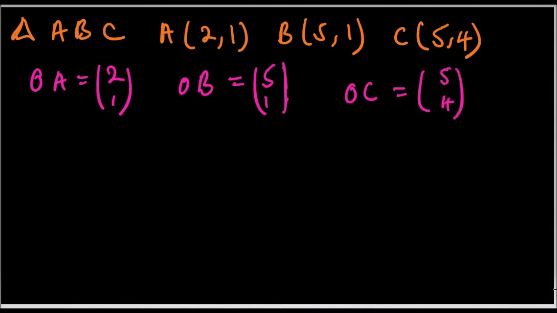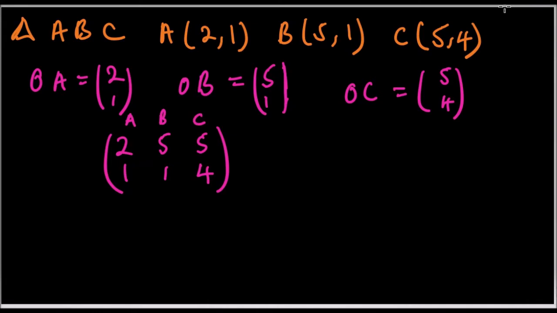Now, if we combine, we can form a matrix using the position vectors. So we can have 2 and 1. That is our A. We are forming a matrix. So we have 2, 1. We have 5, 1, and we have 5, 4. So this is a matrix that can be formed with A, B, and C if we combine them.